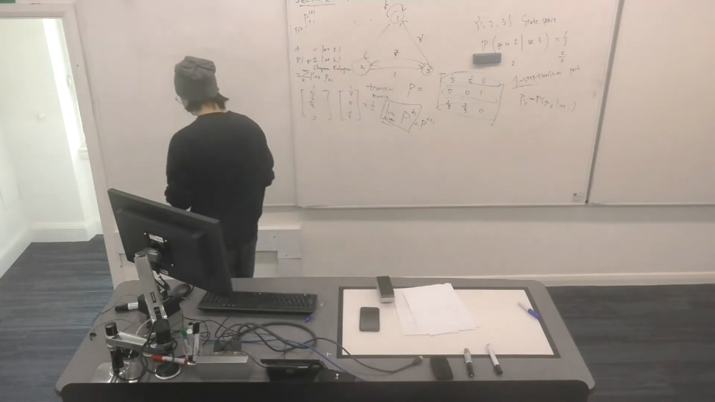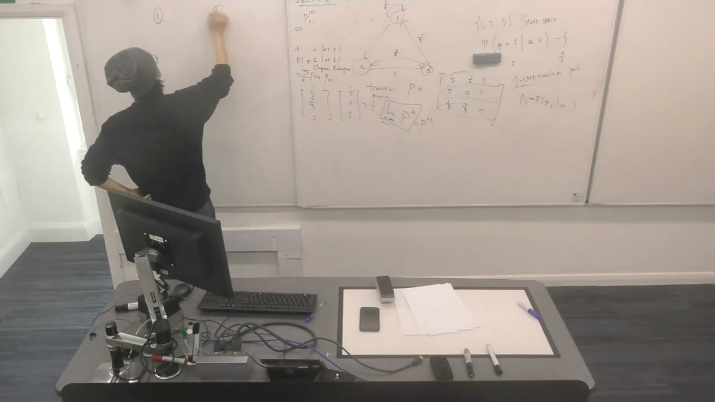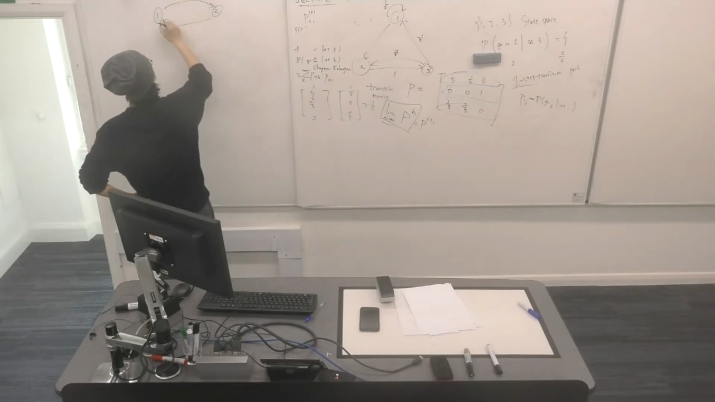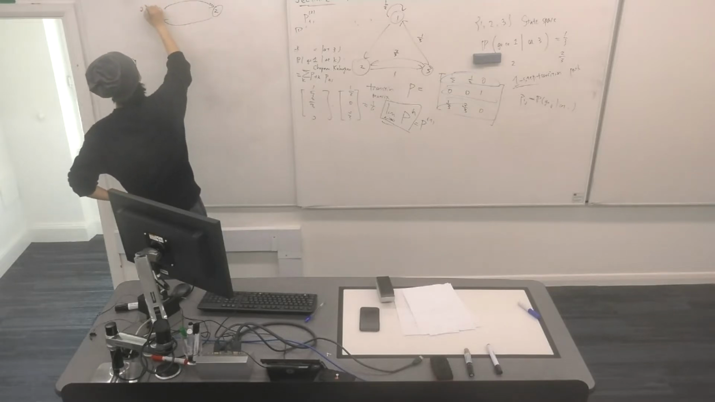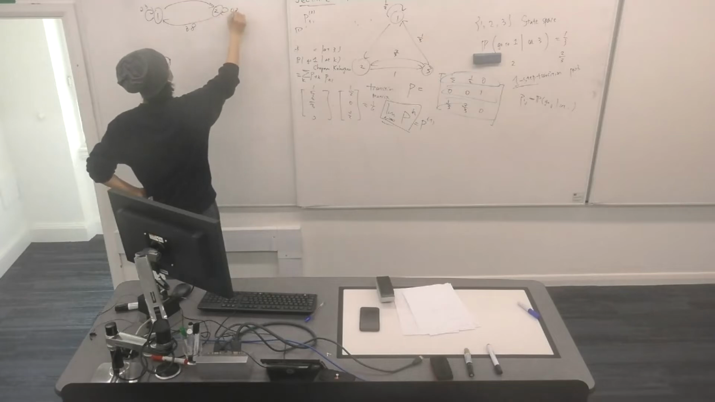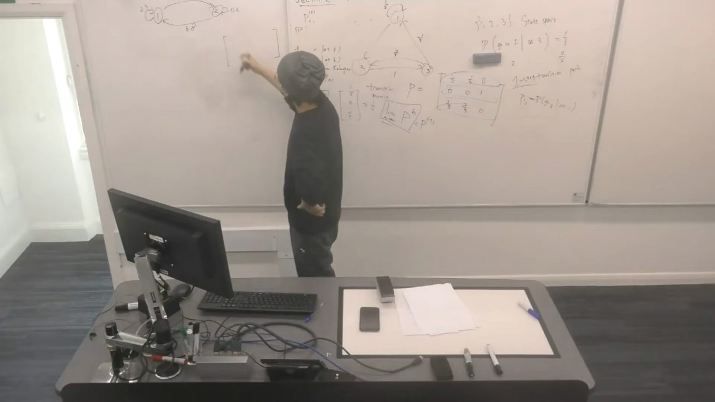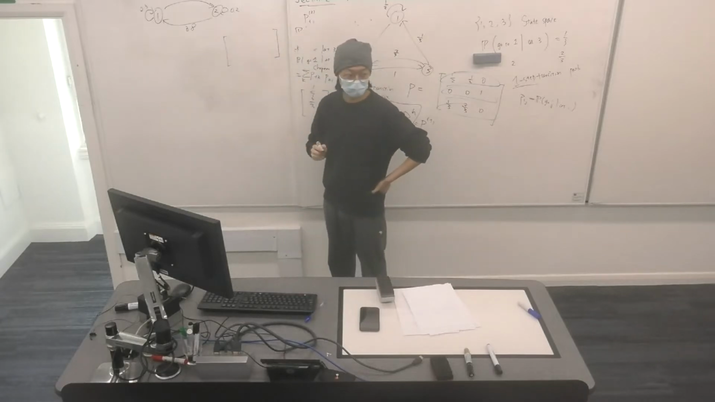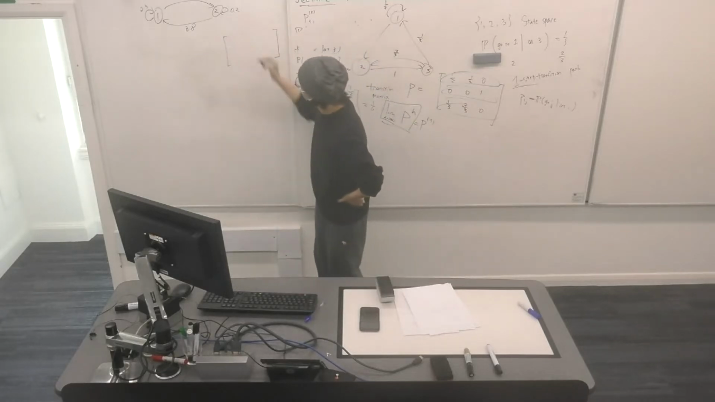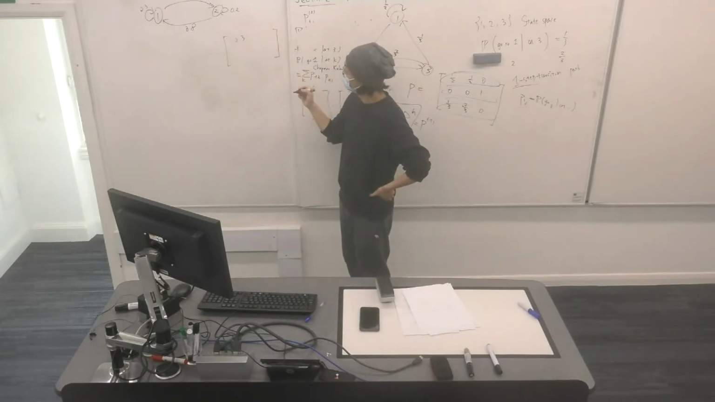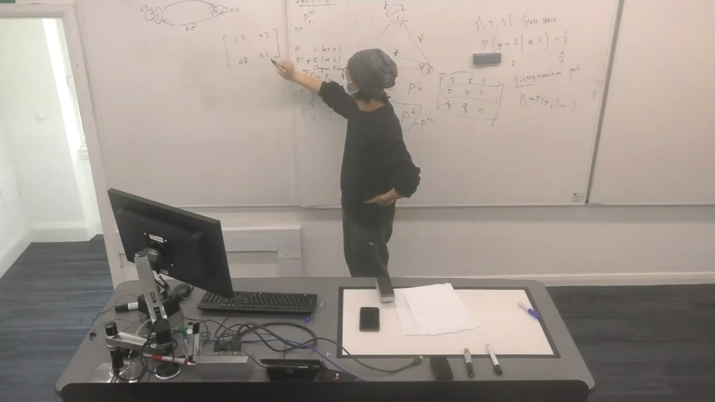Let's do another example. So what's this entry? Can someone tell me what's the entry for this? Oh, 0.7. Yeah, this one? 0.8. What is 0.8?